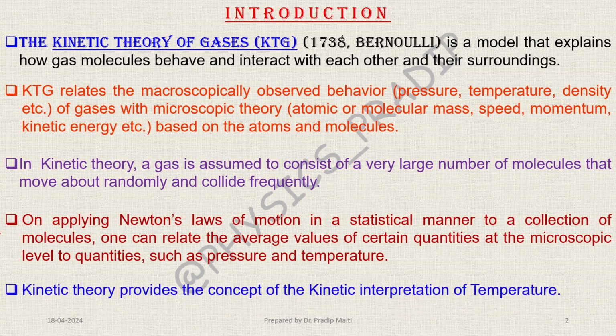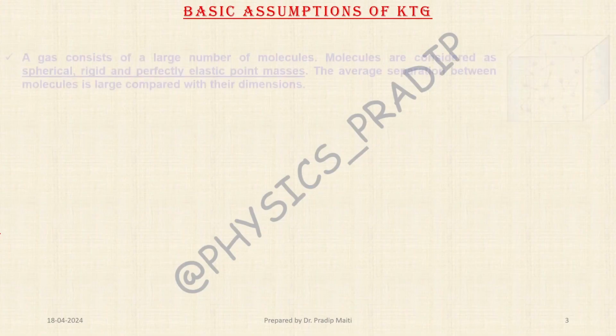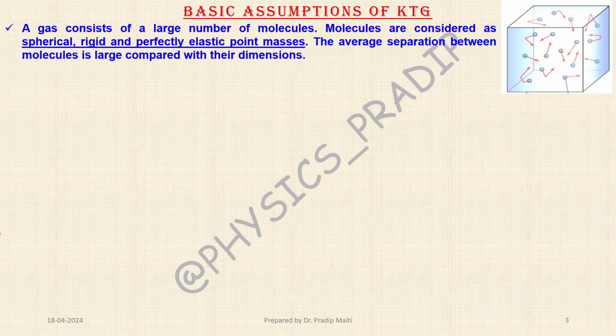Also, kinetic theory provides the concept of kinetic interpretation of temperature. Now, the basic assumptions of the kinetic theory. First of all, a gas consists of a large number of molecules. Molecules are considered as spherical, rigid and perfectly elastic point masses. The average separation between molecules is large compared with their dimension.